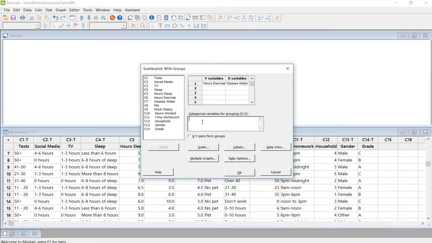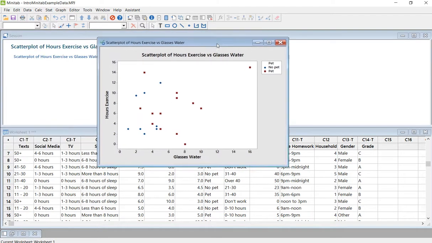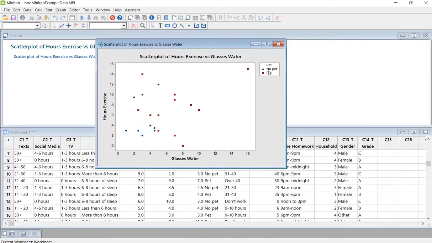What does matter is for this categorical variable, this is where you're going to actually put your categorical variable. Make sure you pick the right one. So make sure, yep, double check. So it is pet, and then we're going to go ahead and click OK. And what do we have? Hopefully you can see no pet is in the blue and pet owners are in the red.